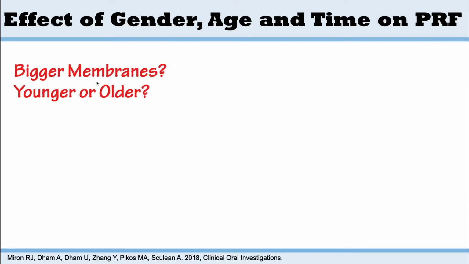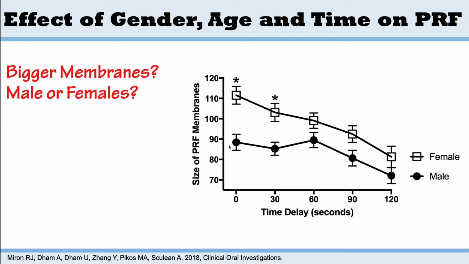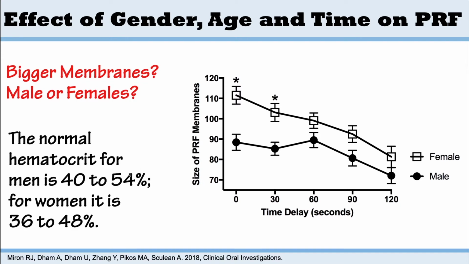Okay, so who makes bigger membranes, males or females? And that's an interesting question, and it's actually very biological. So in general, females make bigger membranes. And when we look at the data, you can see here that the females, whether they're drawn at 0 seconds all the way up to 120 seconds, always produce bigger membranes. And the reason why is because the normal hematocrit counts for men is 40 to 54%, whereas for women it's 36 to 48%.